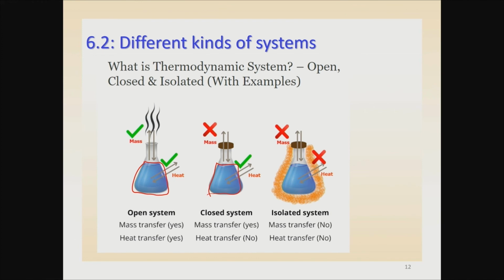Now, in the last example on the right here, we're imagining a flask in a very insulated container such that heat cannot be transferred between the flask and the surroundings. And if that is the case, and mass can also not be transferred, this is called an isolated system. Another fancier word for this is an adiabatic system, but you don't really have to worry about that. We'll maybe mention that one later.